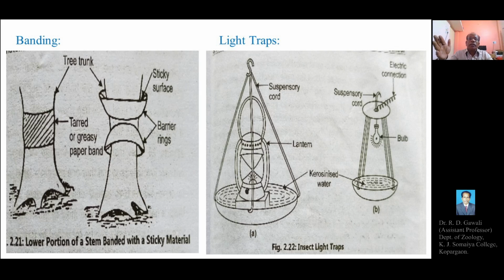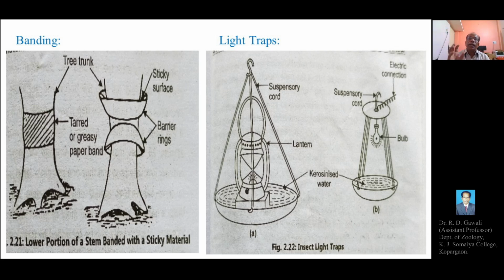So these are the barrier rings, which will also prevent the climbing up of insects or different types of larvae or pests from the ground to the top side of the trees. So this forms a sort of barrier. Sticky bands or barrier rings can be used for the control of different types of insect pests, so as to avoid the movement or migration of insect pests from the ground to the top of the trees. Then in another figure, that is 2.22, there are insect light traps.